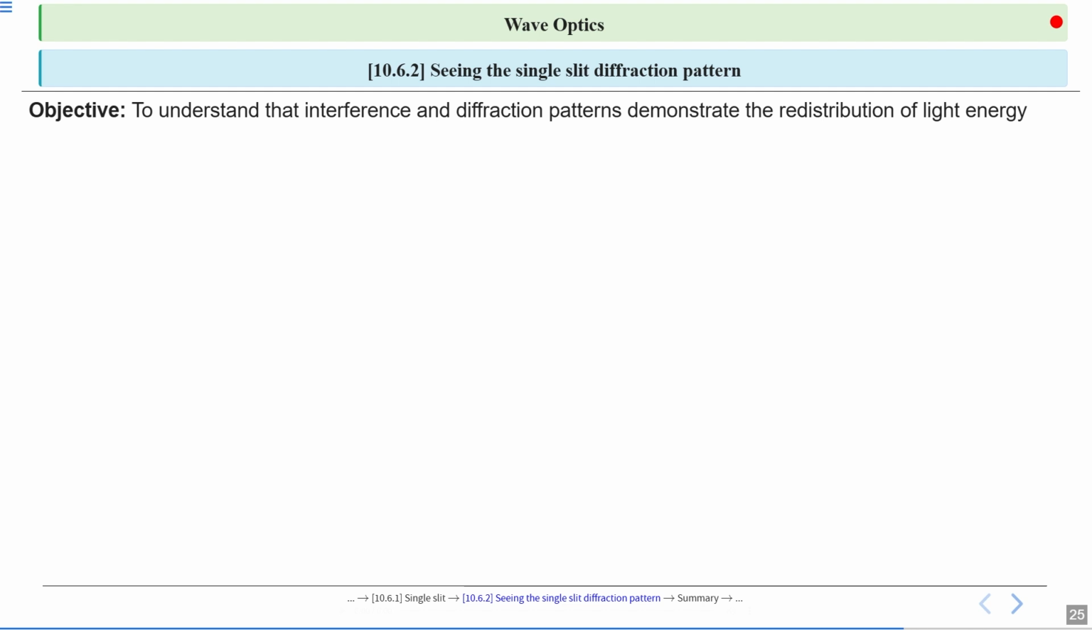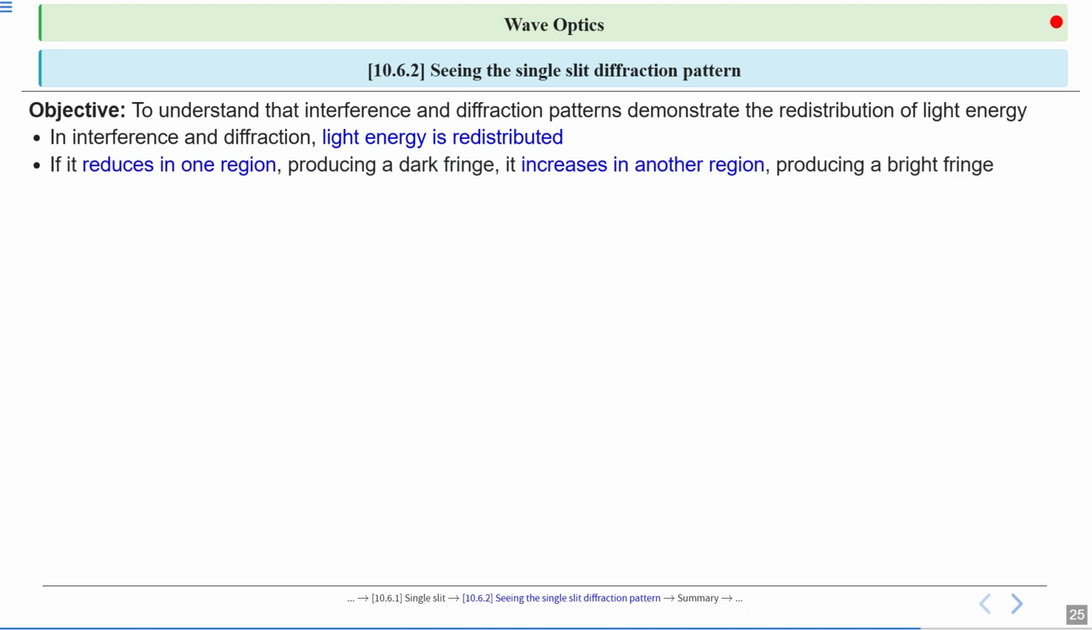So our objective is to understand how this pattern demonstrates the redistribution of light energy. In interference and diffraction, light energy is redistributed. Notice how this redistribution is key to forming patterns. It's like when waves in water overlap, creating areas of higher and lower wave heights. Similarly, light waves overlap to form bright and dark areas.